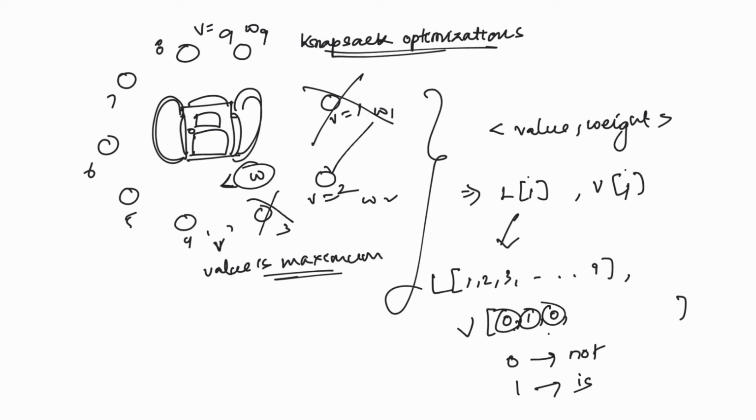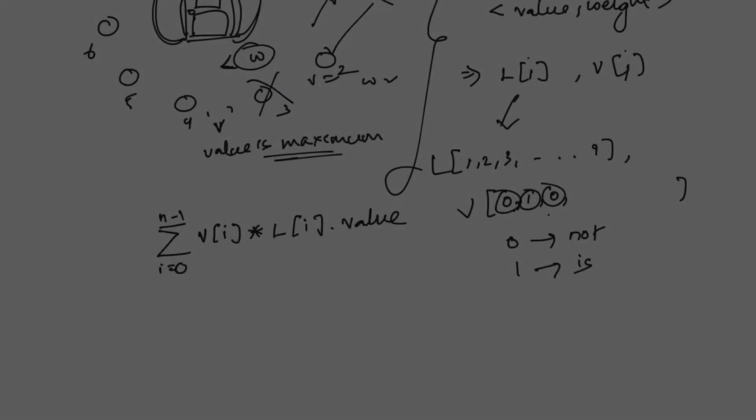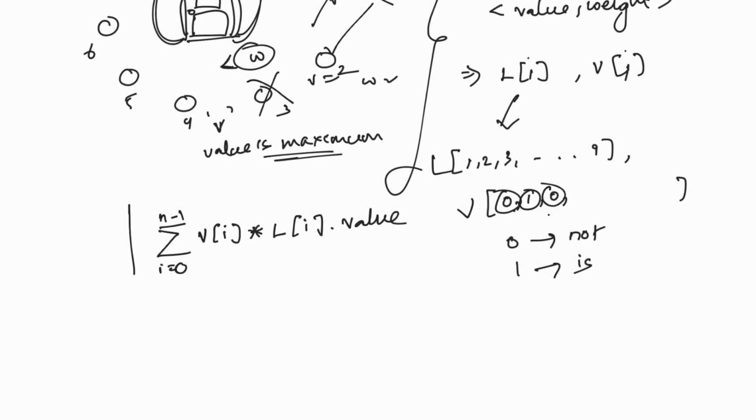So what we actually need to find is V that maximizes sigma n minus 1, where I is equal to 0, of V of I times L of I dot value. Remember that if V of I is 0, then it automatically gets to 0. So we're going to have to define this equation. We want this to be the maximum limit in this case. So how do we go and define that?